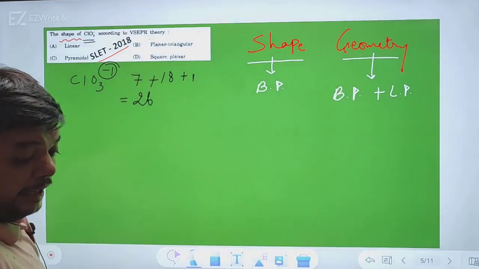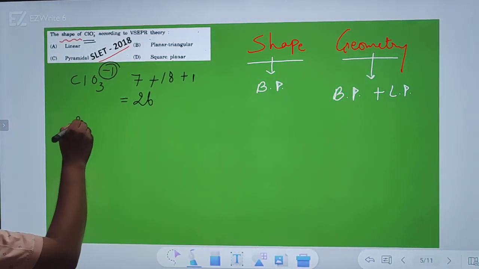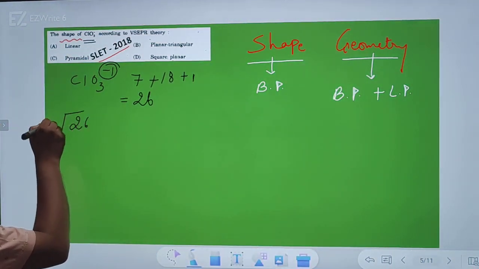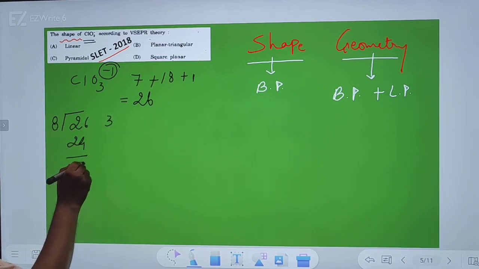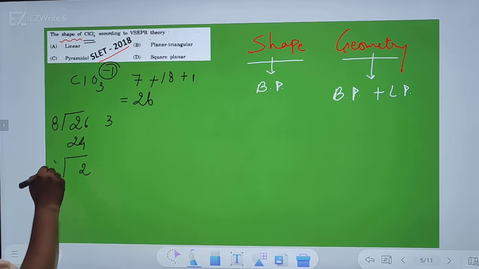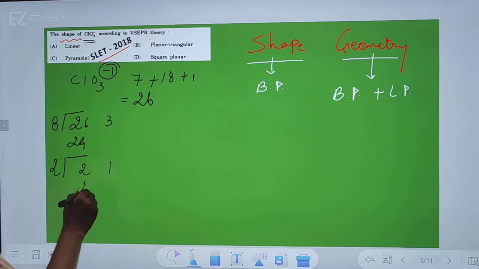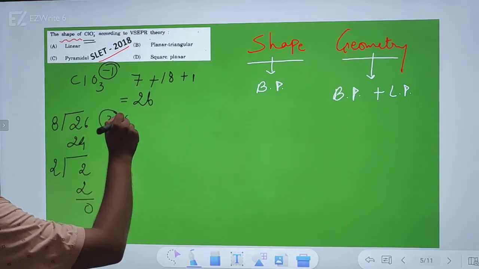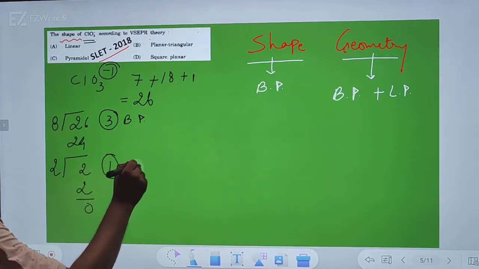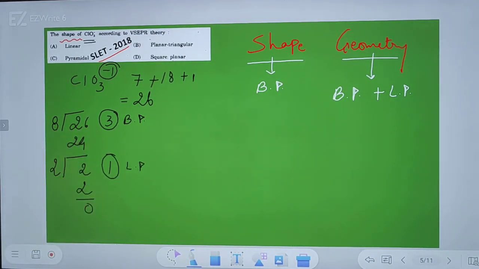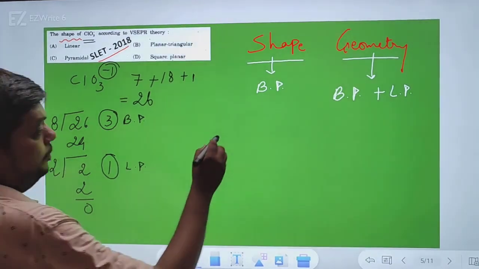Now comes the very important thing. The number is greater than 8 and therefore we need to divide it by 8. So when we divide it by 8, 8 3 times is 24, we are left with 2. Dividing again by 2, it's 2, 1 times 2, 0. So if you check it very well, you have 3 bond pair and 1 lone pair. Friends, be very precise. 3 bond pair and 1 lone pair.